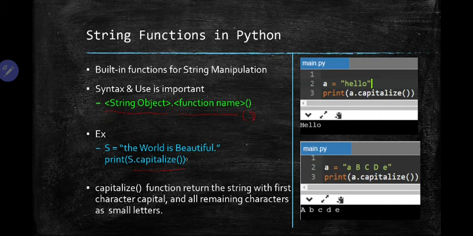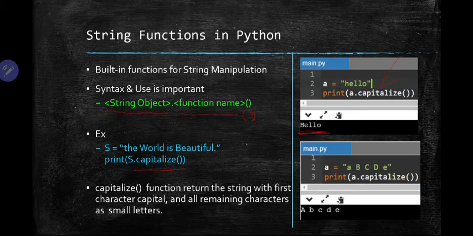So, the first function is capitalize. The use of the capitalize function is that whatever string we use with it, it will return the same string with the first letter capital, and all the remaining letters will be small letters. You can see this example here. We pass hello in all small letters, and when we use the capitalize function, it returns the string with the first letter H as capital.